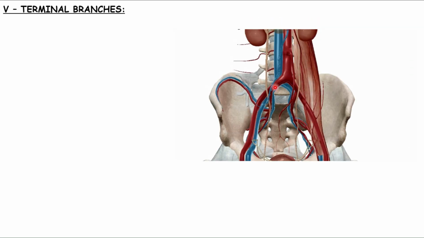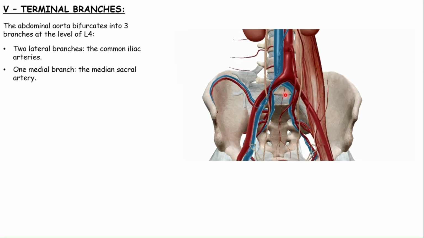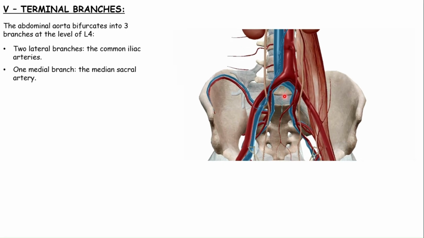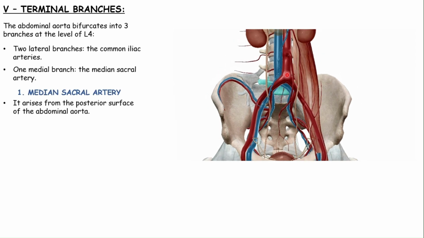Let's tackle now the terminal branches of the abdominal aorta. The abdominal aorta bifurcates into 3 branches at the level of L4. 2 lateral branches, the left and right common iliac arteries. 1 medial branch, the median sacral artery. The median sacral artery arises from the posterior surface of the abdominal aorta, and it descends along the anterior surface of L5 and the sacrum.